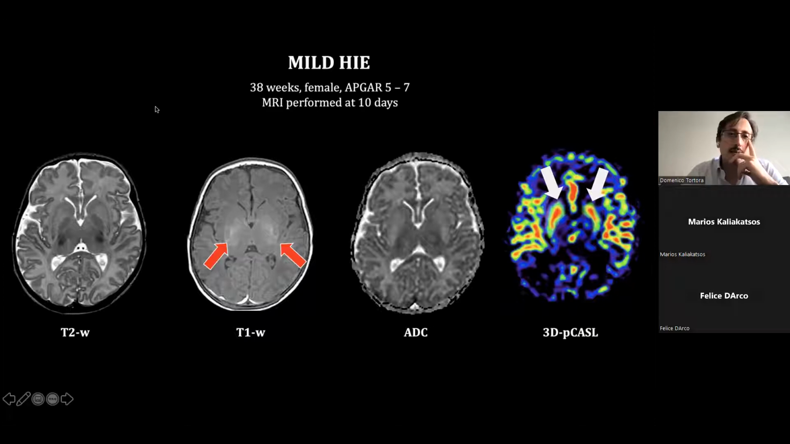This is a case of a full-term neonate. Also in this case, a very low Apgar score. These images were acquired during the second week after birth. So we have a pseudo-normalization on the ADC map and diffusion-weighted map, with the restricted diffusion no longer visible, but you can see the abnormal signal on T2 and T1 weighted sequences, which are really important for detecting the brain lesion at this stage of disease, at the level of the basal ganglia bilaterally. And also in this case, the 3D PCASL shows the hyperperfusion of the affected region of the brain.